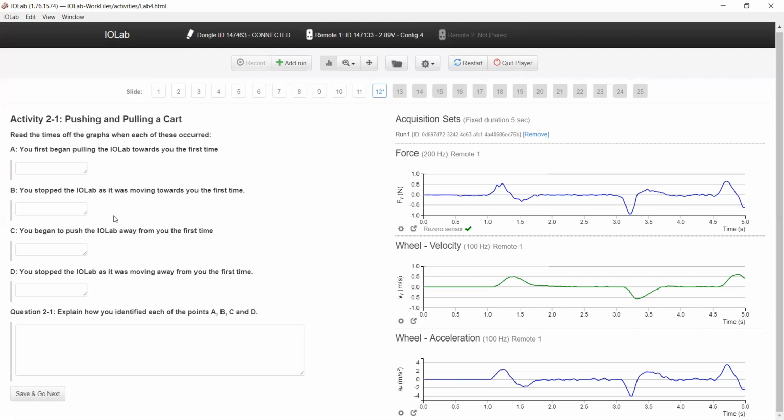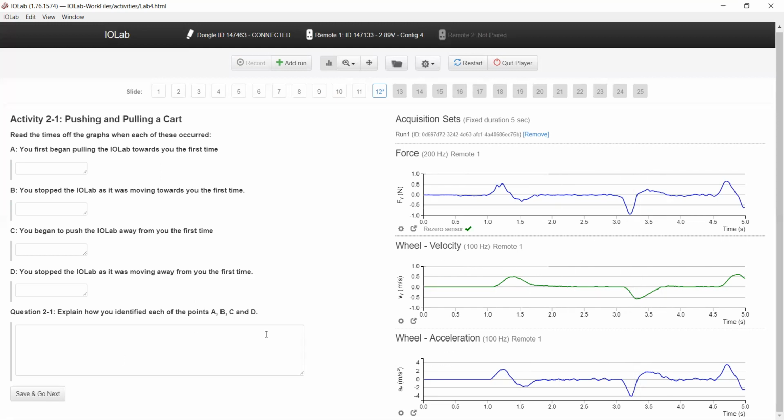So you first begin pulling the IOLab towards you. When the velocity started to increase from 0, you stopped the IOLab, when it started to decrease, kind of here. Then you begin to push the IOLab away. Pushing away means towards the negative direction. So we pull towards us with the force sensor, then away. You stop the IOLab as you are moving away, kind of here. With this process we applied the force to its maximum, then it stopped, and the velocity started to turn to 0.